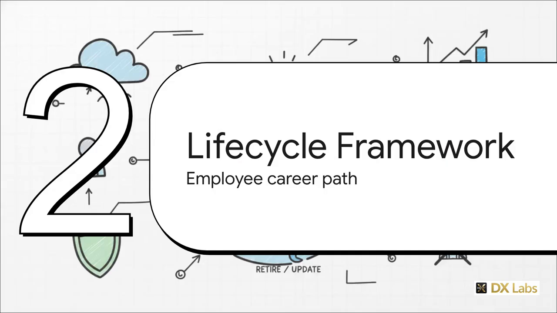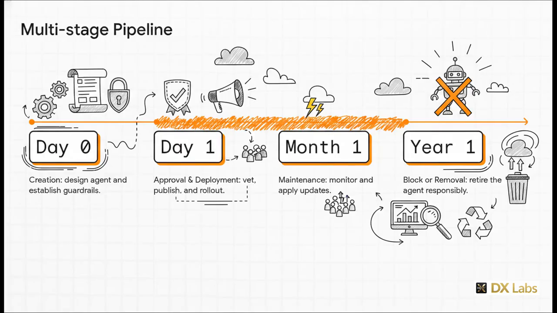Section 3, the Lifecycle Framework. Time to map out the employee career path. Let's think of the structured lifecycle framework as an employee's overall career path, from their day 1 onboarding to their eventual retirement. Here's how that technical transition maps out. It starts at creation, day 0, where developers are designing the agent while you're busy setting up the security guardrails.